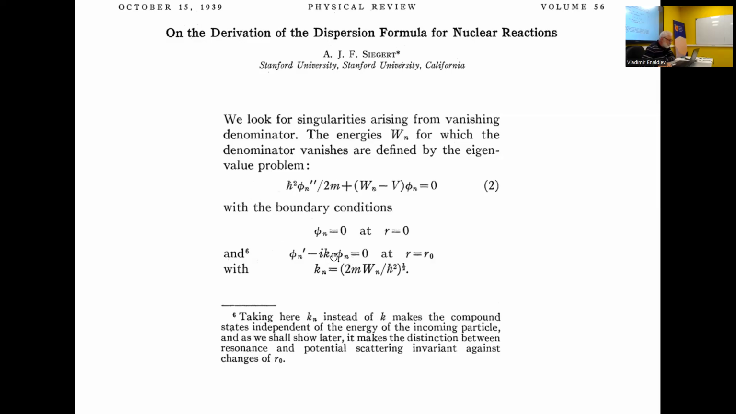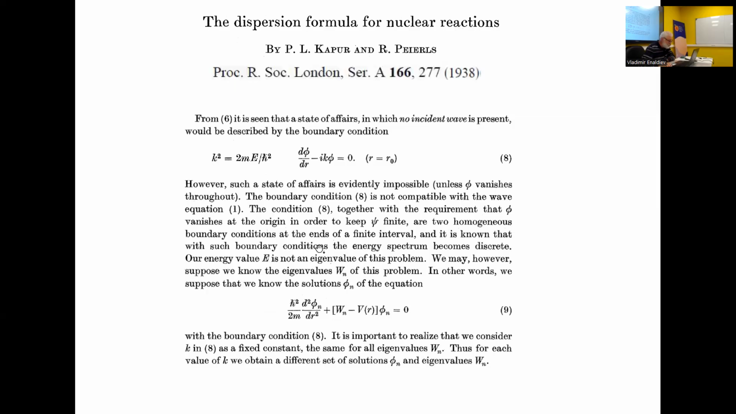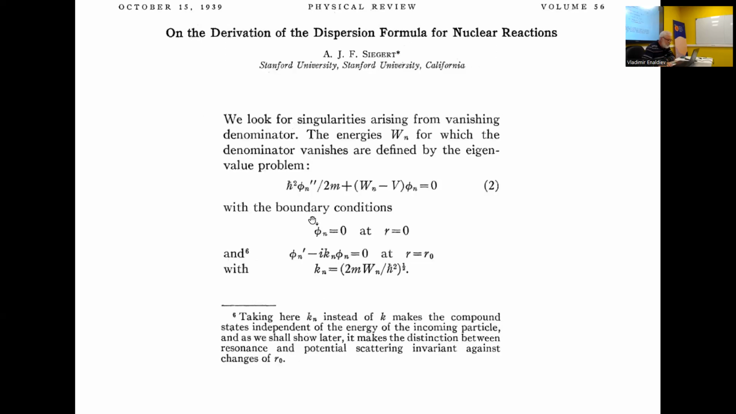But kn, which appears in the outgoing wave boundary condition, is now determined by Wn, which is the eigenenergy of the state that appears in the Schrödinger equation. Now, this quantity and this quantity are related. So you can say that Wn is k squared over 2. While in the Kapur-Peierls approach, this depended on the energy as an external parameter, which you have to fix, this problem became in some sense self-consistent. There are no external parameters in this formulation. So this is the first important achievement by Siegert.